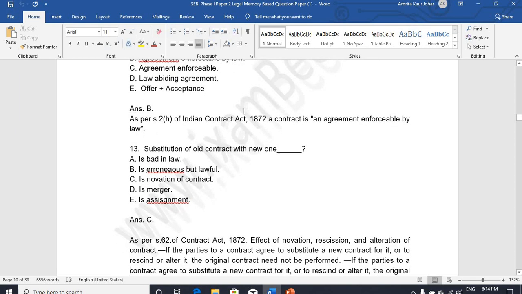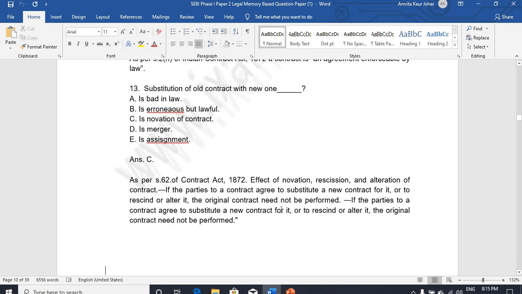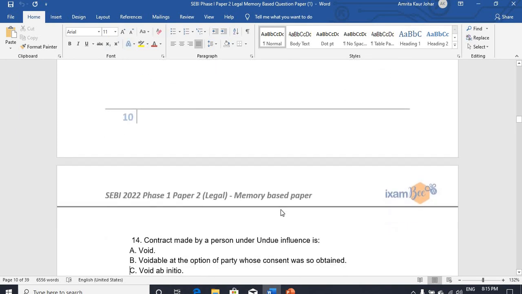Substitution of old contract with new one. This is doctrine of novation. Section 62 of Contract Act provides for it, and novation of contract is the answer for this. Again, an important topic from Contract Act.